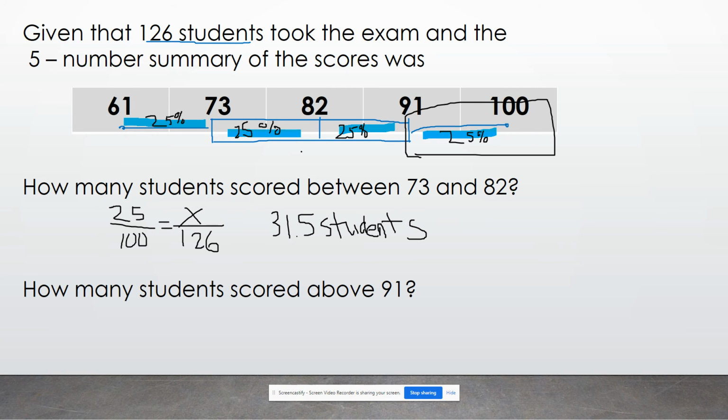Okay, so what percentage of the students scored greater than a 73? Well, that would be 75%, right? What if this was above a 73? Okay, so that would be 1 section, 2 sections, 3 sections. So that would be 75 out of 100 is equal to X out of 126. So 75 times 126 divide by 100 is 94.5 students.